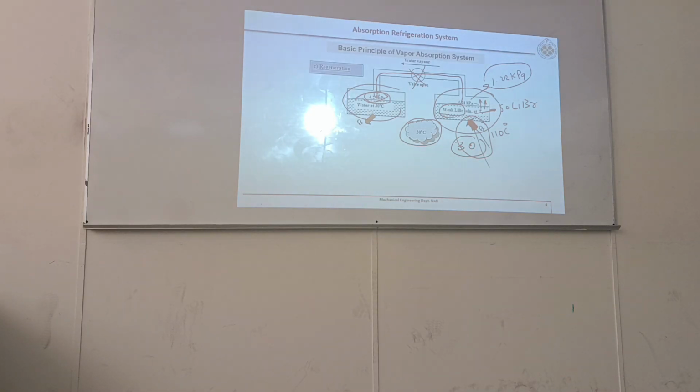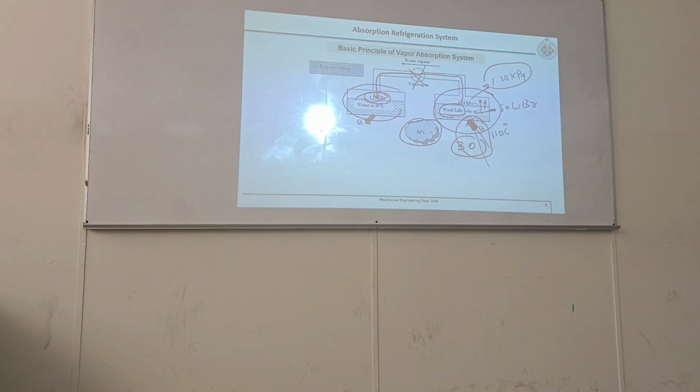There is another pair, which is ammonia plus water. In that pair, ammonia is the refrigerant, water is the absorbent. So we have to choose such pairs which have the ability to absorb the other one whenever the other one is available in vaporized form.